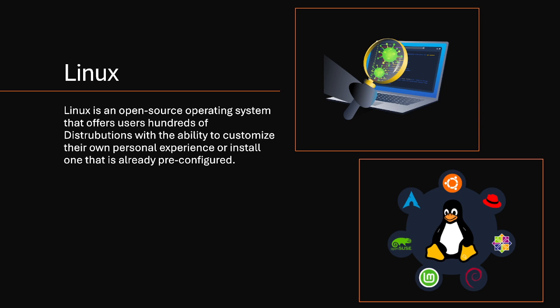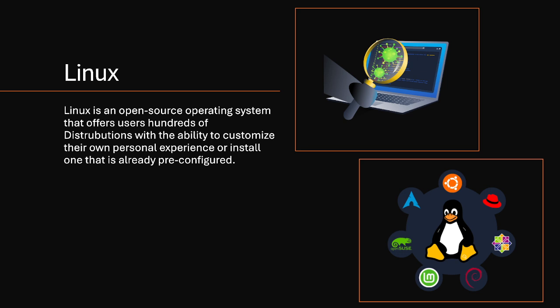So, what is Linux? Linux is an open source operating system, and it has hundreds of different distributions with the ability to customize to your own personal experience, and a lot of them come with a bunch of tools pre-configured. Now, what does that mean? What does open source mean?